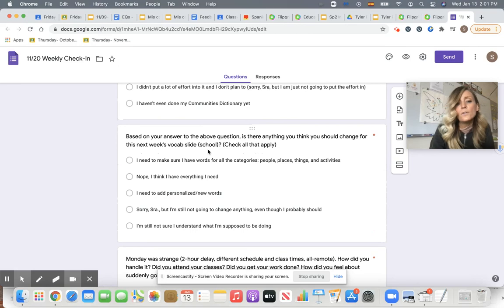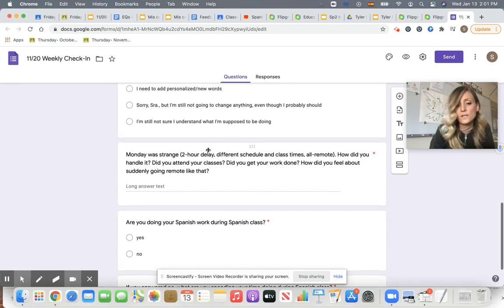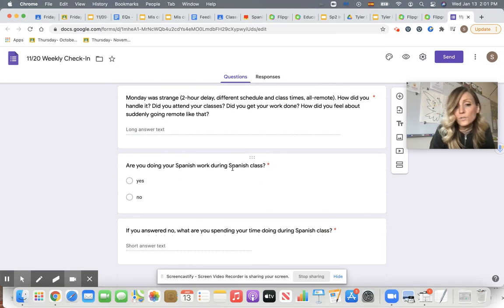They're able to really reflect, and students are really honest on here. Are you doing your work during class time? Or if you're not, when are you doing your work? And we really try to gear these each week to whatever we've done in class, really get that feedback. We look at that feedback. We try to make adjustments. It's all about adjusting and meeting the students where they are.